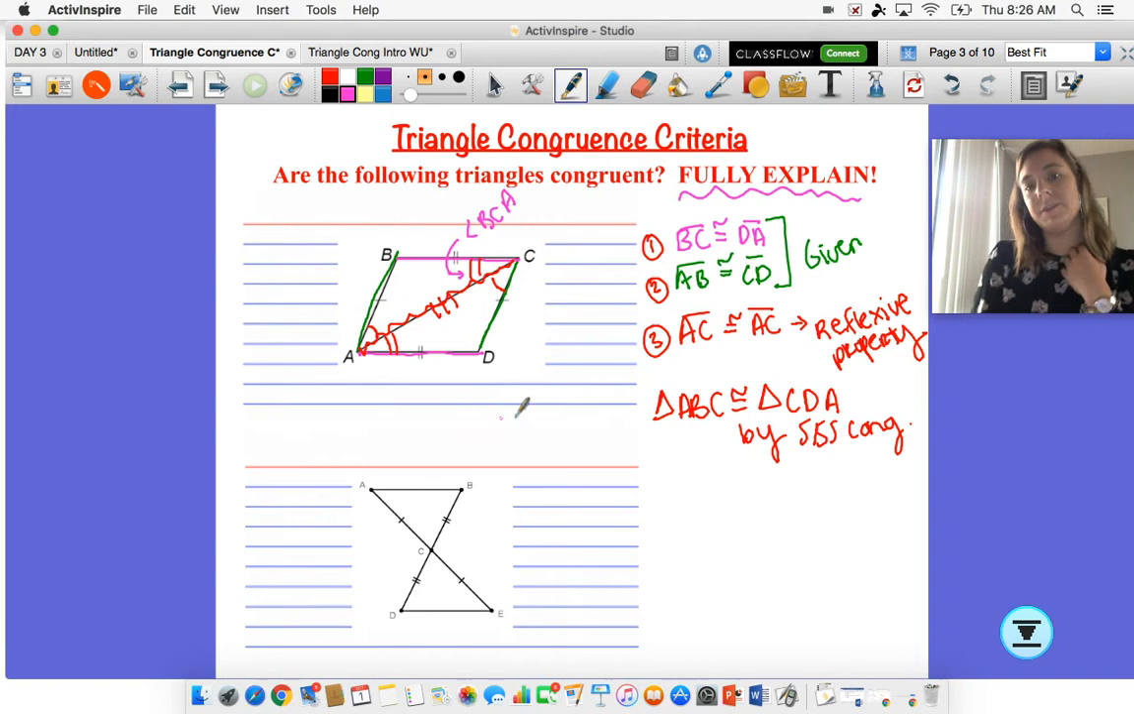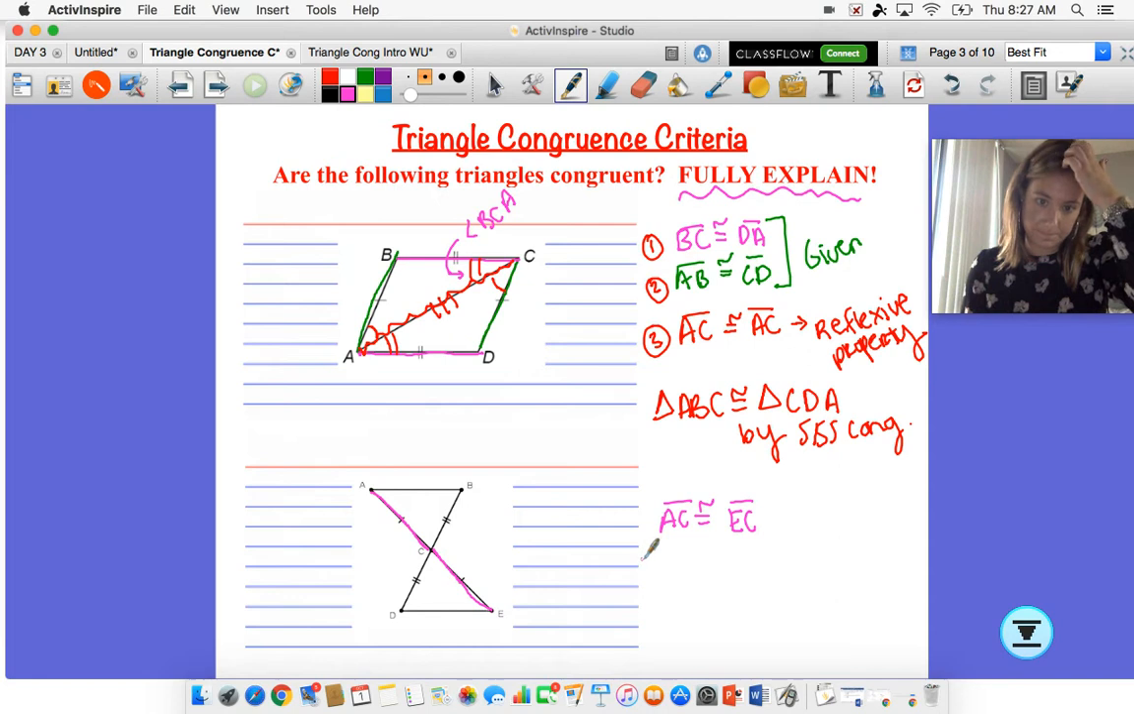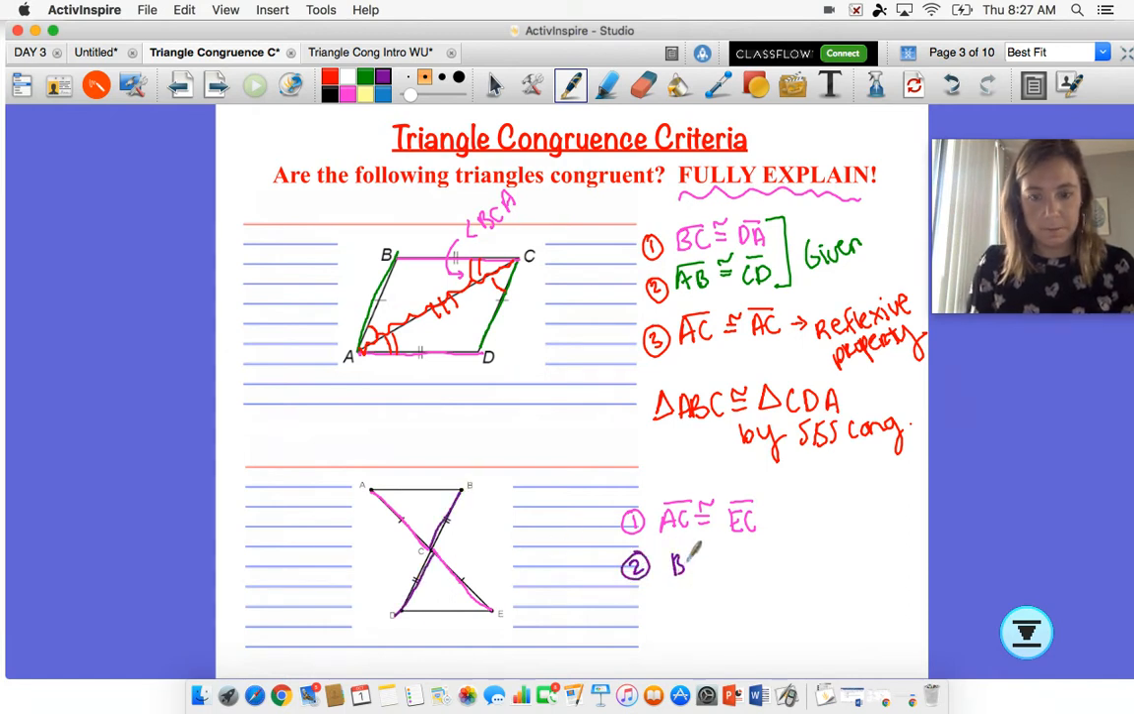Okay, let's look at this next one. So let's start off the same way. Let's see, when I first look at this, what's told to me? What do I know? Well, I know that AC is congruent to EC, right? I also know, this is also marked for us, BC is congruent to DC. My reason for both of those is that it's given to me. That's how I know that it's true. That is part of my explanation. So I'm going to need one more thing.